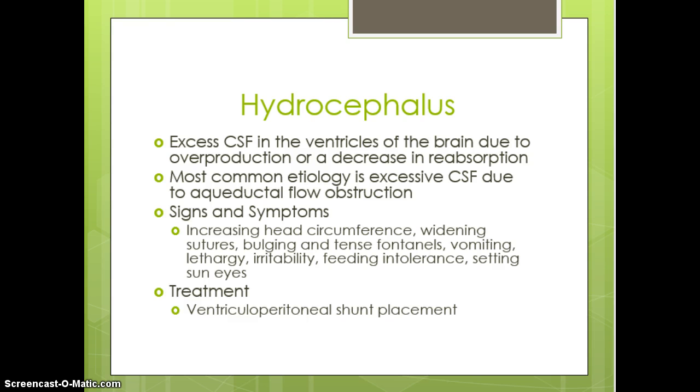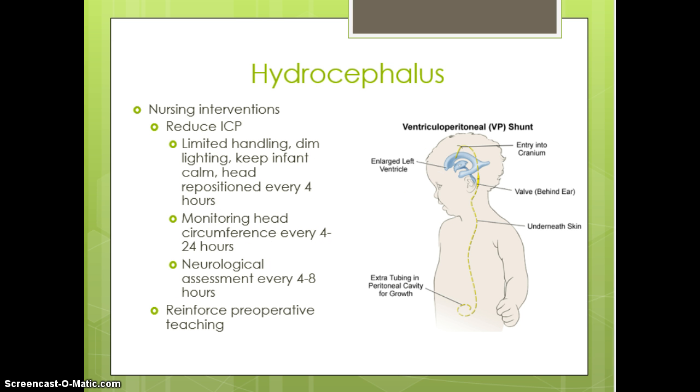Signs and symptoms, which hopefully you've covered in intracranial regulation and advanced concepts, include an increasing head circumference. That's why it's important to do an initial measurement of head circumference and then serial measurements if you notice something differing. You also see widening of the sutures, so look at their skull and the suture lines, and tense or bulging fontanelles. Normally those fontanelles should be soft, not sunken in and not bulging. You can see vomiting, irritability, and a shrill cry, all related to that increased intracranial pressure.